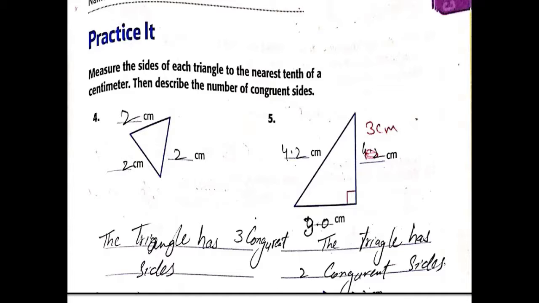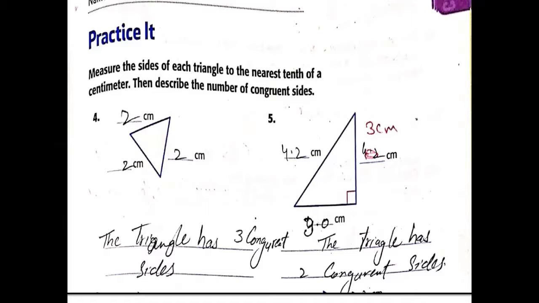One side is 2 cm, other side is 2 cm, and the third side is also 2 cm. In the given line, we will write the triangle has 3 congruent sides because all are equal of 2 cm each.